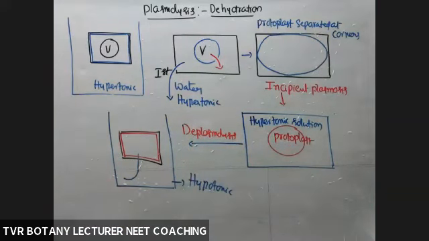For example, grapes dehydrated become kismis. The kismis is a plasmolyzed one. If it is dropped into pure water, for example, we will get grapes. So plasmolysis is a very rare phenomenon.